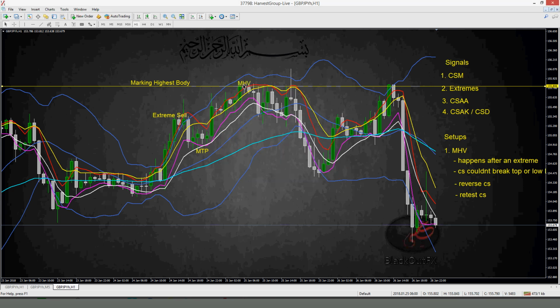So now we have a much higher MHB over here because we have a candle that couldn't break the top BB, we have a reverse, and then we have a series of retests. Okay, and then finally we have a candlestick direction, then you have a CSM.